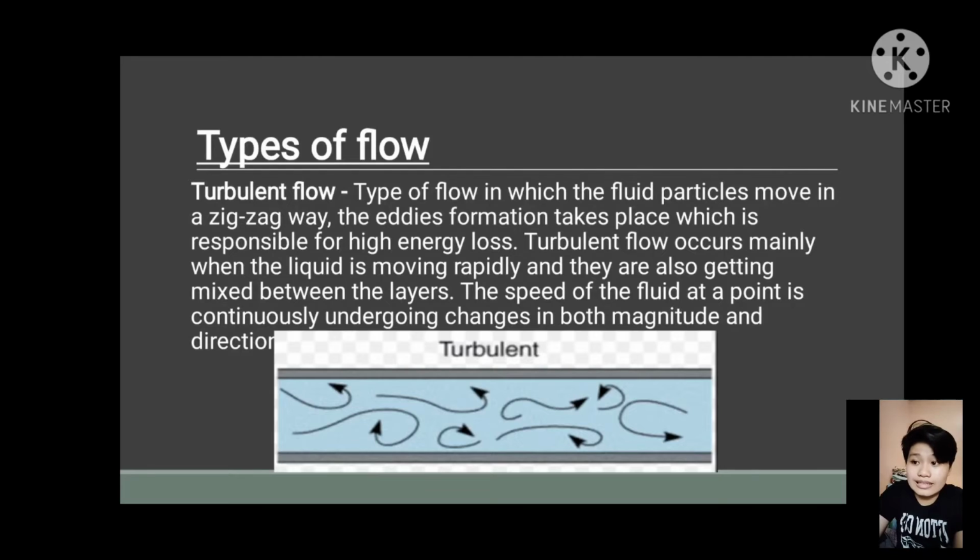So the next is turbulent flow, a type of flow in which the fluid particles move in a zigzag way. Eddy formation takes place, which is responsible for high energy loss. Turbulent flow occurs mainly when the liquid is moving rapidly and the layers are getting mixed. The speed of the fluid at a point is continuously undergoing changes in both magnitude and direction. So turbulent flow, from its name, the particles do not move in an orderly way. This forms eddies, which are regions where the fluid mixes.